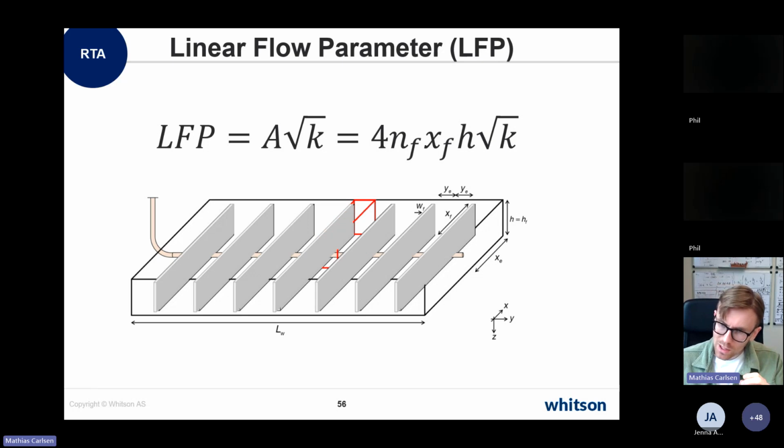Some people ask sometimes, like, okay, why? Because the area of one of those plates is 2 times XF times the H. So why is it 4? The reason why it's 4 is because there's flow from 2 sides. So that's where the last 2 comes from. So there's 2 times NF, XF, H, multiplied with the square root of permeability. And that's the definition of A root K.